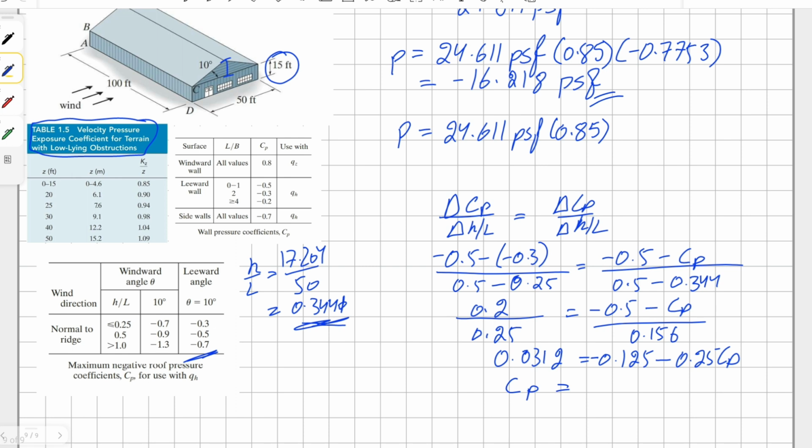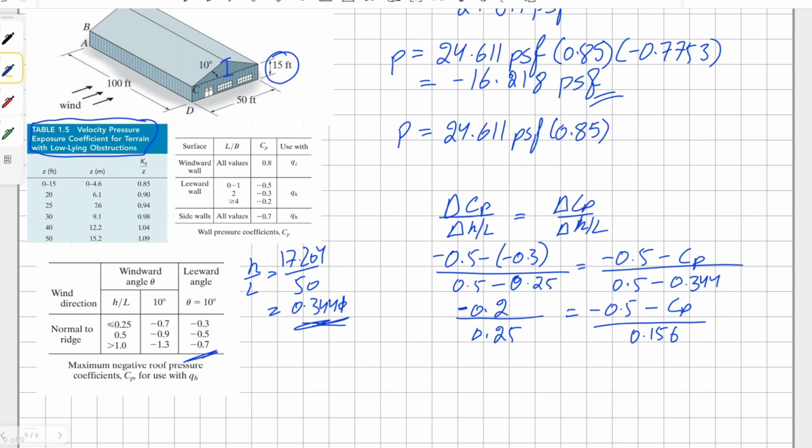So 0.035 plus 0.125 divided by 0.25, and we get our exposure coefficient to be 0.6248, which seems to be a weird number. Okay, let's go back to our calculation and see where we made a mistake. Look, this looks like we have a mistake here. So 0.5 plus 0.3, no, I see. This is negative. I missed a negative sign here. Now if we solve this from here, we should be able to get a good number.